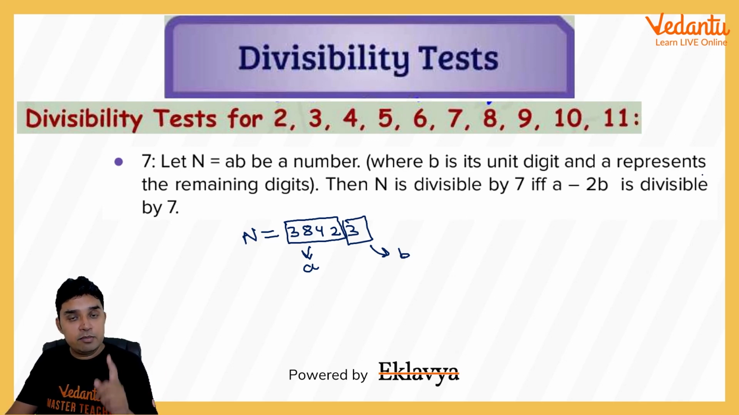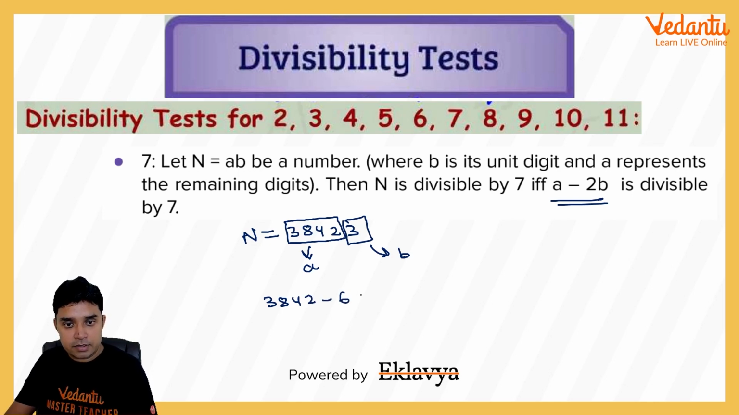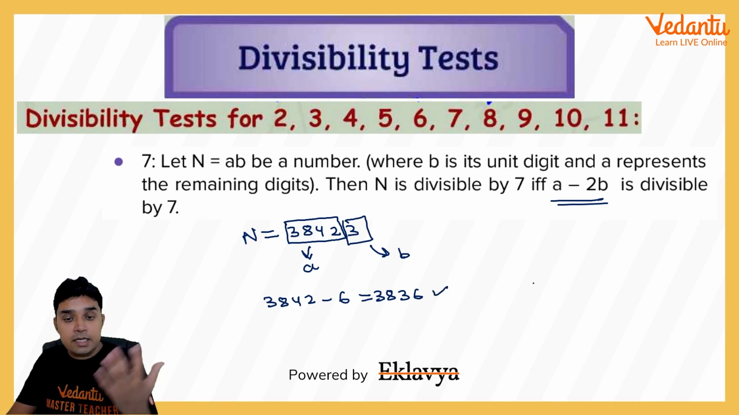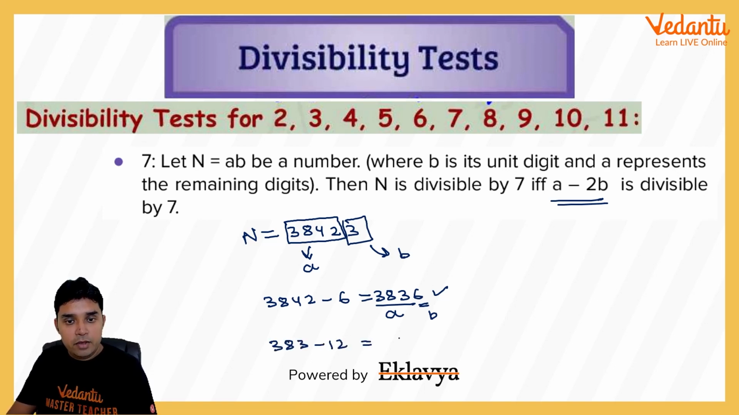Then n will be divisible by 7 if and only if A minus 2B is divisible by 7. Please see what I am trying to tell you. In this case, A is 3842 and B is 3. So minus 2B will be minus 6. So we get here 3836. So this number 38423 will be divisible by 7 if this is divisible by 7. It again seems to be a big number, so we will again make new A and B. So this will be A and 6 will be B here. So 383 minus 2 times B, that is 12. We get 371.